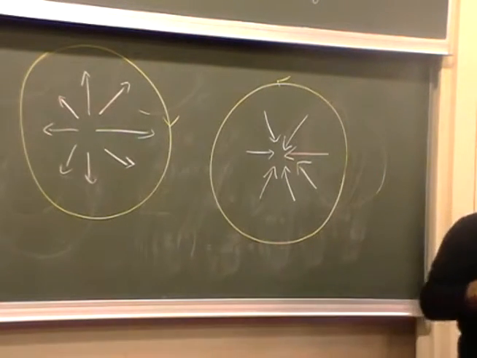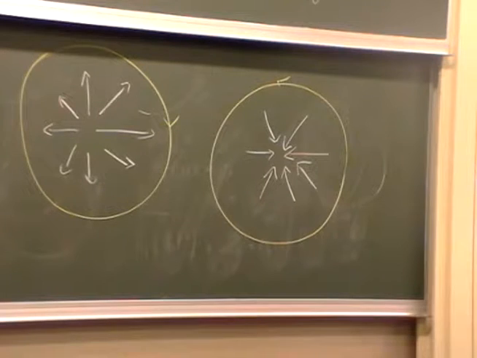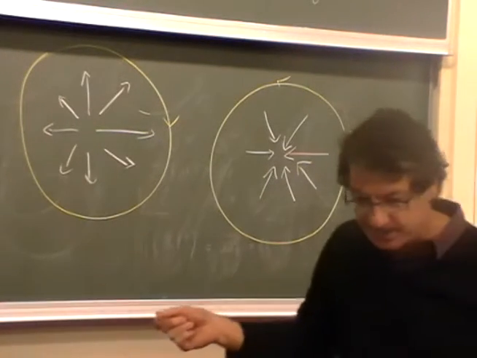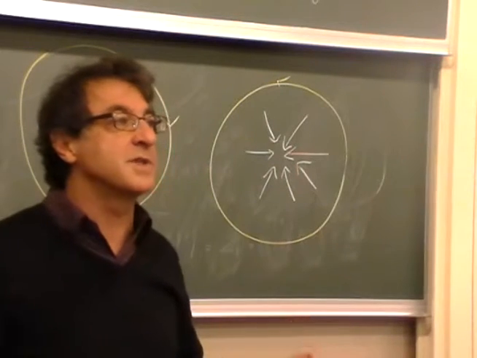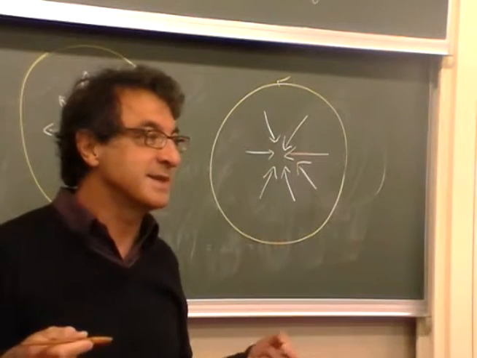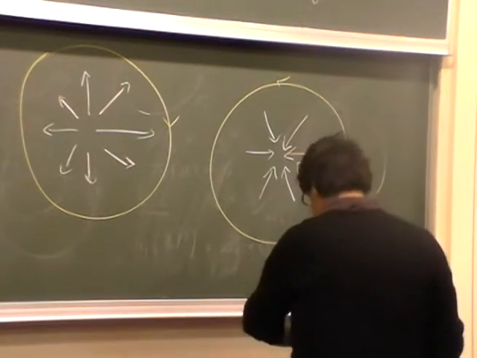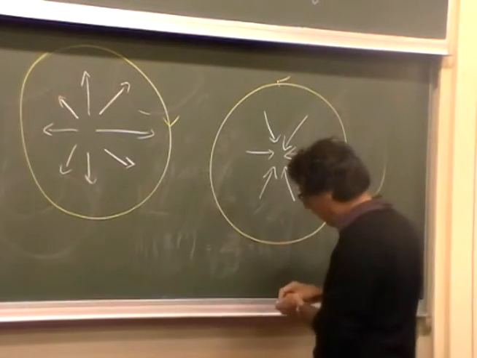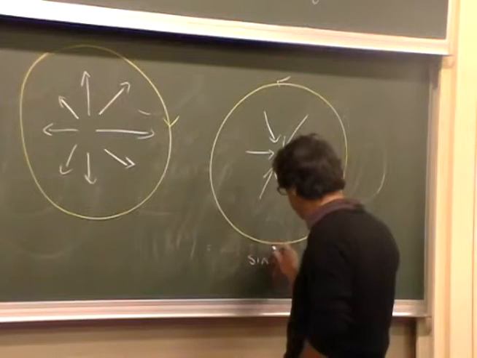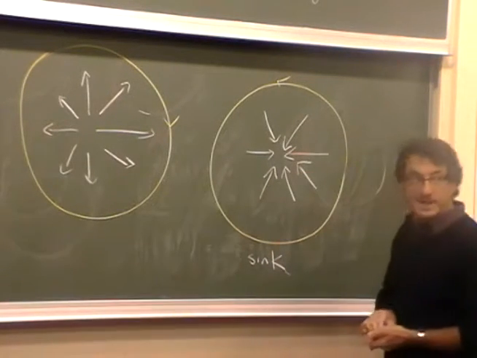So reversing all the spins is an inversion, a reversal for the magnetization. It's not for the topological class of the defect. Source and sink are both plus one. This is the same, everything flowing into you.